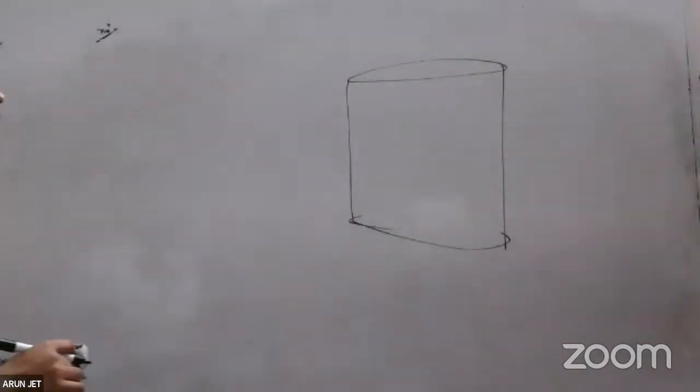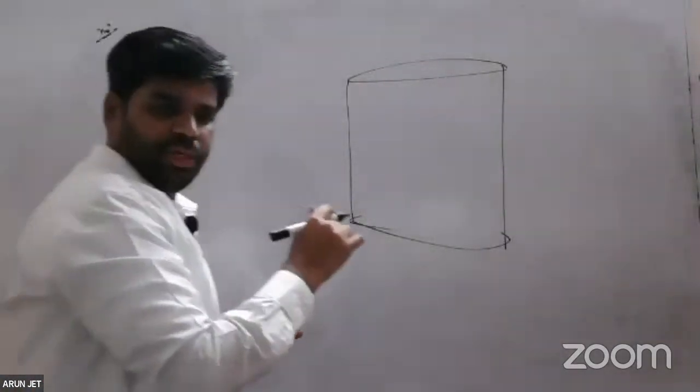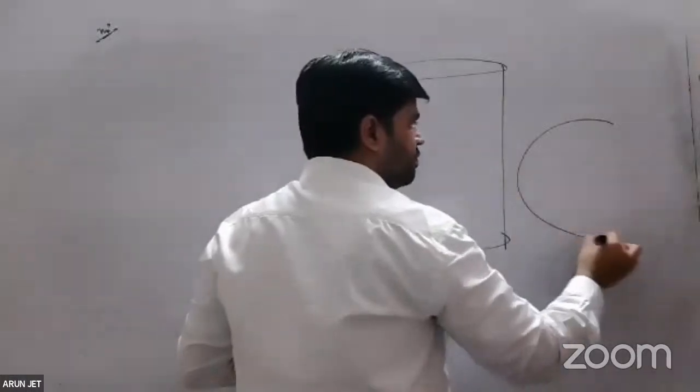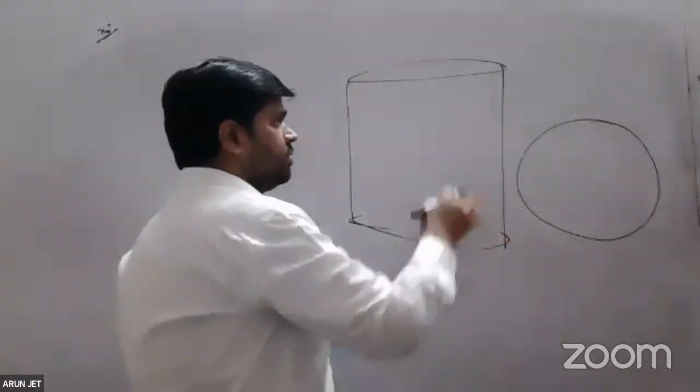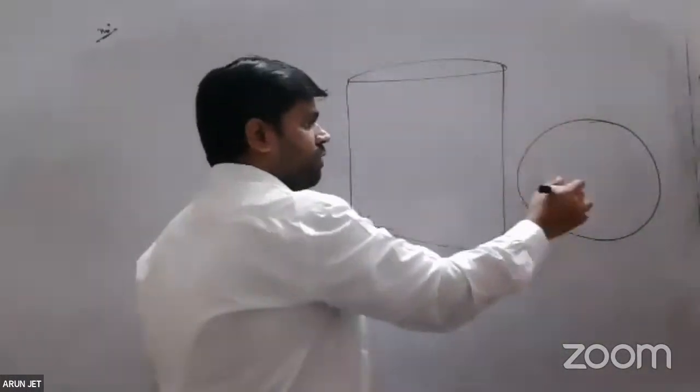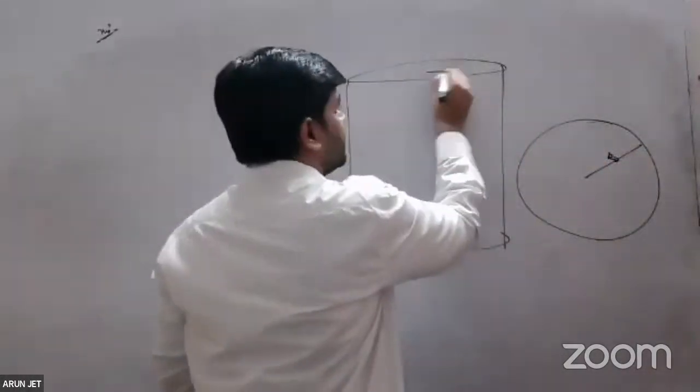Okay, draw a cylinder like this. So what will the top view look like? It will be circular. All right. This is the side view. This is the top view. The top view is of radius r, let's say. So radius r.